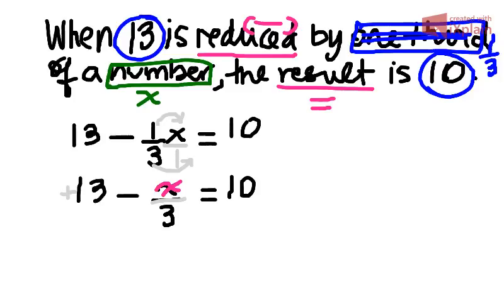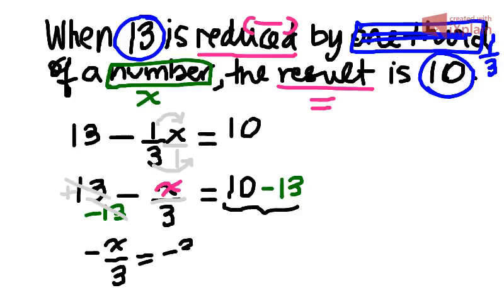Because it's engaged in a subtraction with x over 3, and the 13 is a positive number, the only way to break it away is to subtract 13 from both sides. So let's see what we get. 13 minus 13, 0, disappears. We are left with negative x over 3 equals negative 3. 10 minus 13.